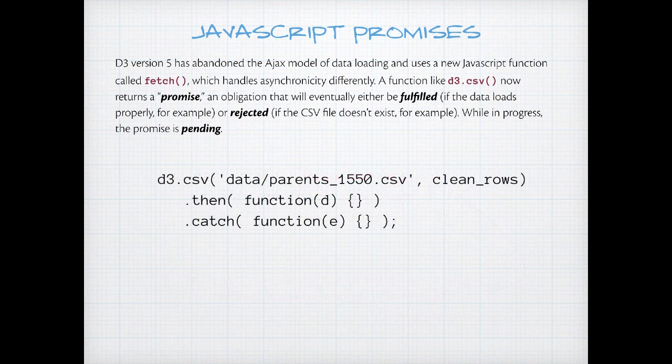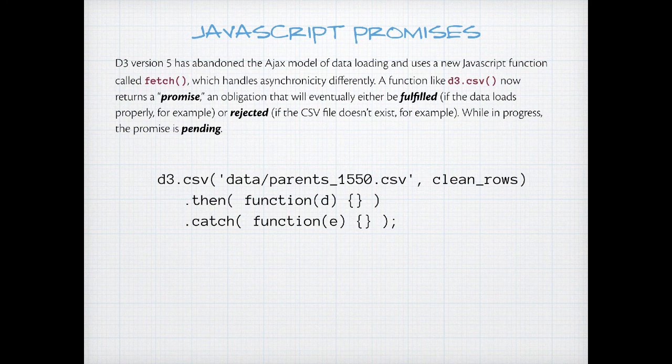So in our case, it's going to look probably something like this. We'll call d3.csv, and I'm going to load some file like data/parents1550. That's a CSV file. And then we'll write a callback function or a row conversion function. I'll just call it cleanRows. What that's going to do is convert those string representations back into numbers.